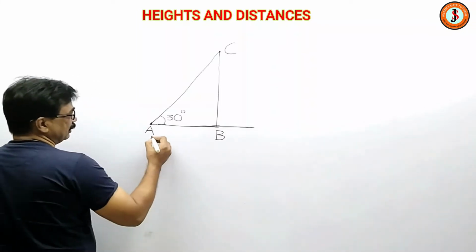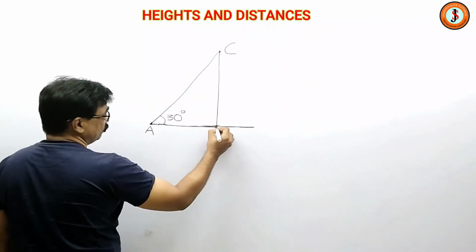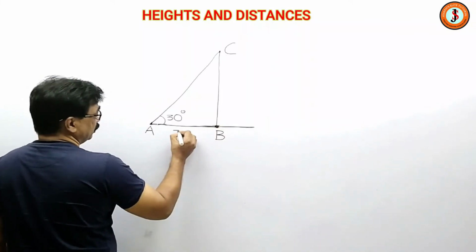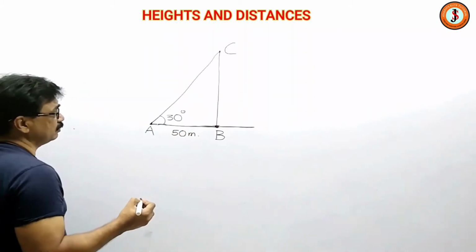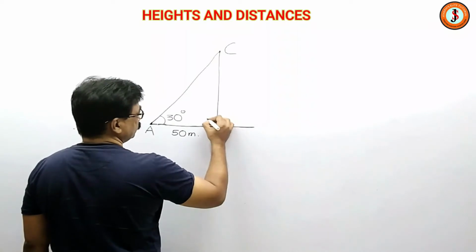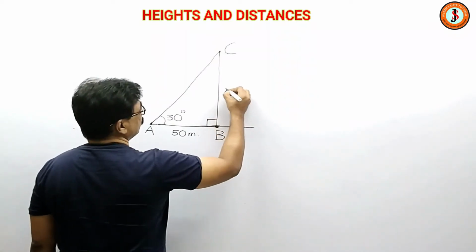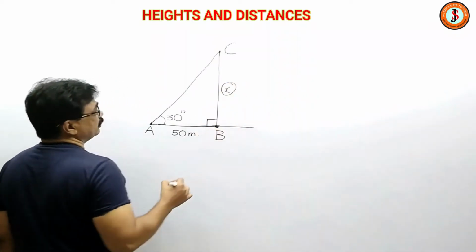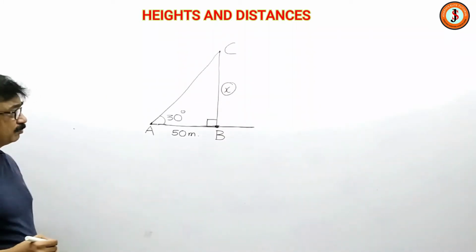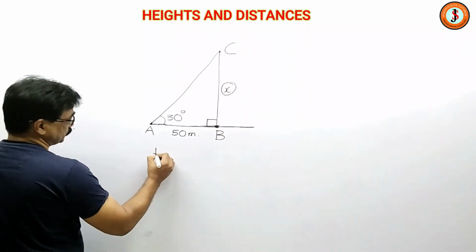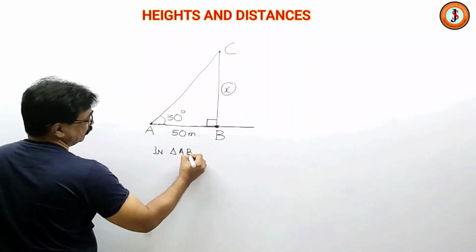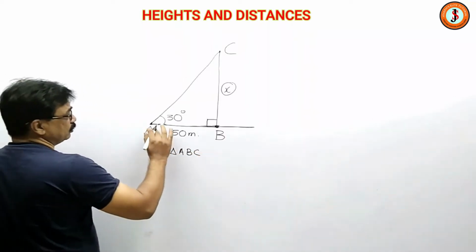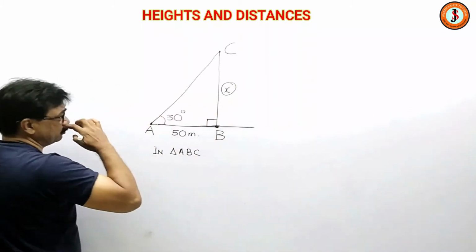Now they are also mentioning the distance. The point A is 50 meters away from the foot of the tower. So this is the foot of the tower, 50 meters away. It's very easy now. You have to find the value of x. Let the height of the tower be x. Then in triangle ABC, we know the base and we have to find the perpendicular.